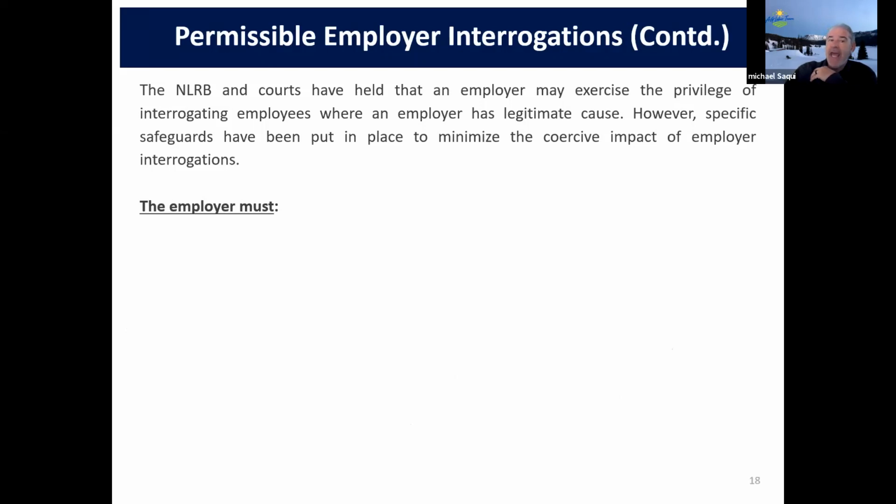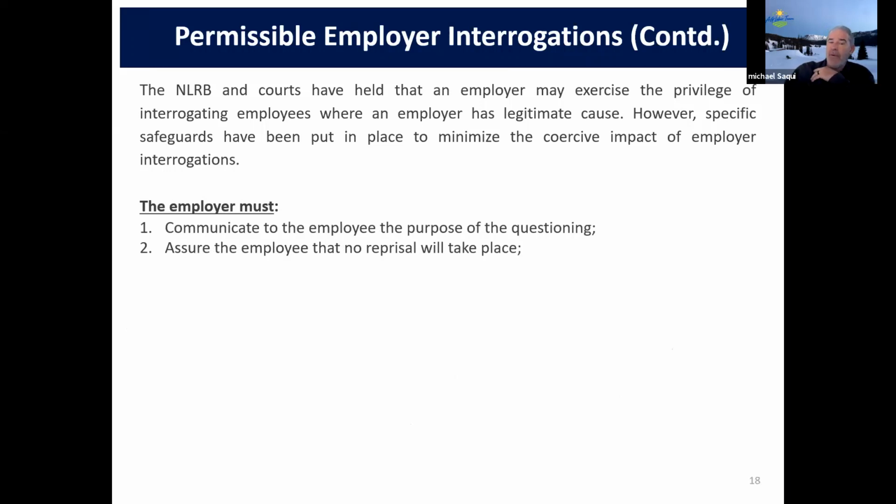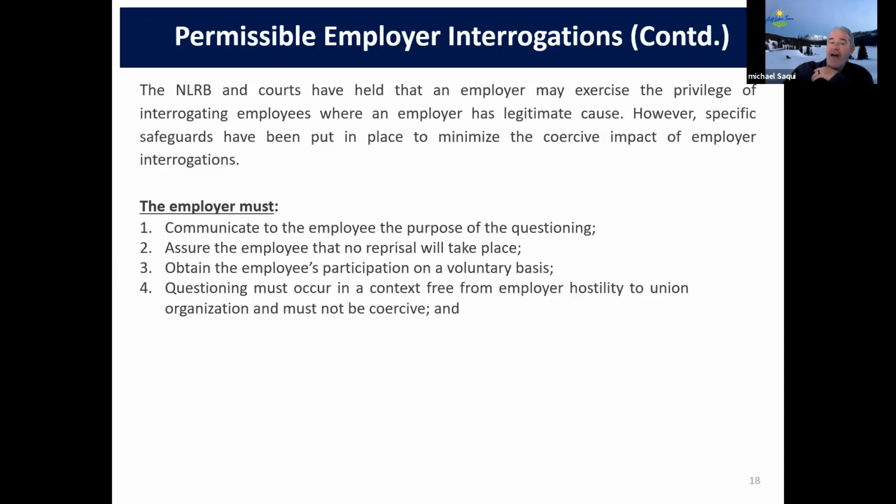And they basically said, here's the safeguards to put in place to minimize the coercive impact of employer interrogations. You must communicate to the employees the purpose of the question. Assure the employees that no reprisal will take place. Remember, on that one, we're talking reprisals for participating, refusing to participate, or participating and by virtue of the answers they've given you. Obtain the employee's participation on a voluntary basis. Questioning has got to be in a context free of employer hostility to the union organization and must not be coercive. Must not exceed necessities of the legitimate purposes.